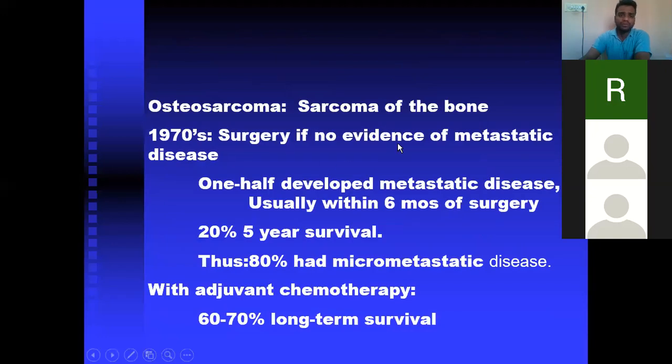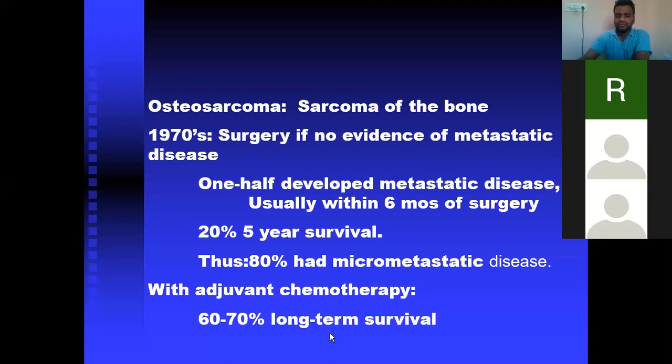Osteosarcoma: osteo means bone, sarcoma is a cancer of the connective tissue, so sarcoma of the bone. In 1917, surgery was the choice if there was no evidence of metastatic disease. One half developed metastatic disease, usually within 6 months of surgery. Around 50% of patients develop metastatic disease, and 20% of patients had 5-year survival. Thus, 80% had micrometastatic disease. With adjuvant chemotherapy, there is 60 to 70% long-term survival.